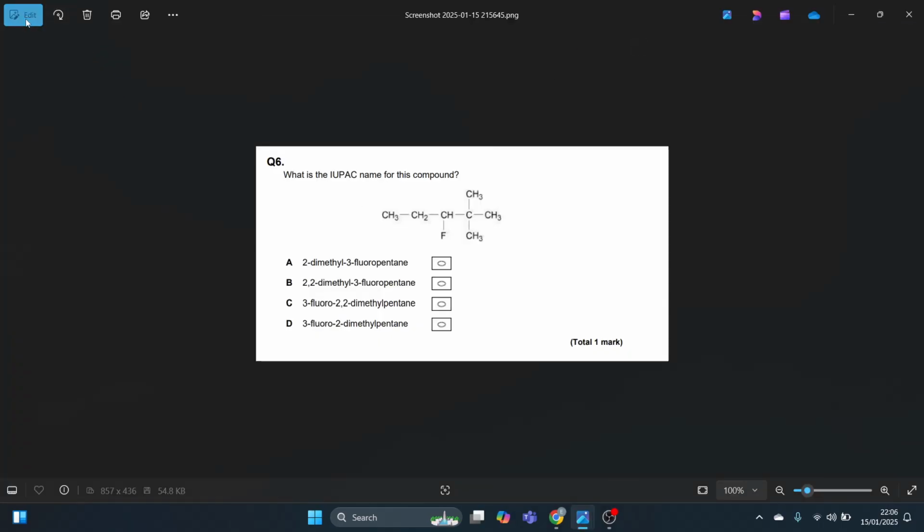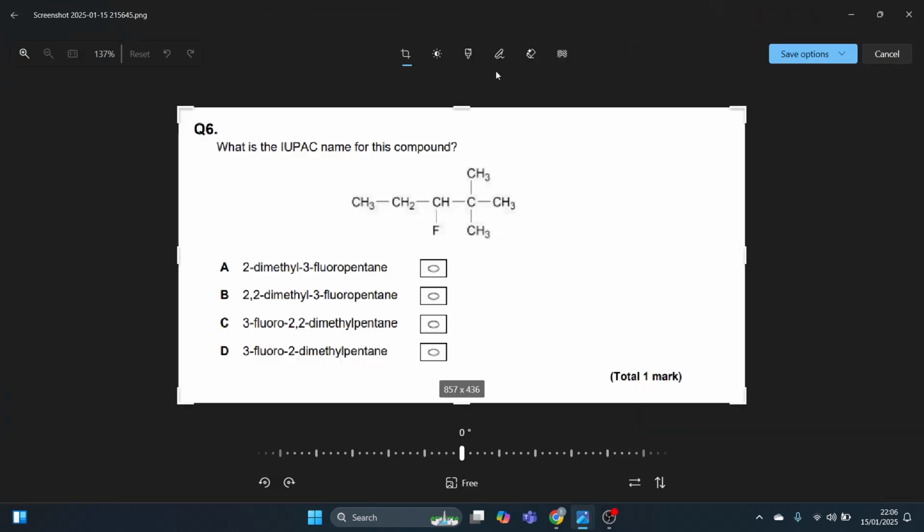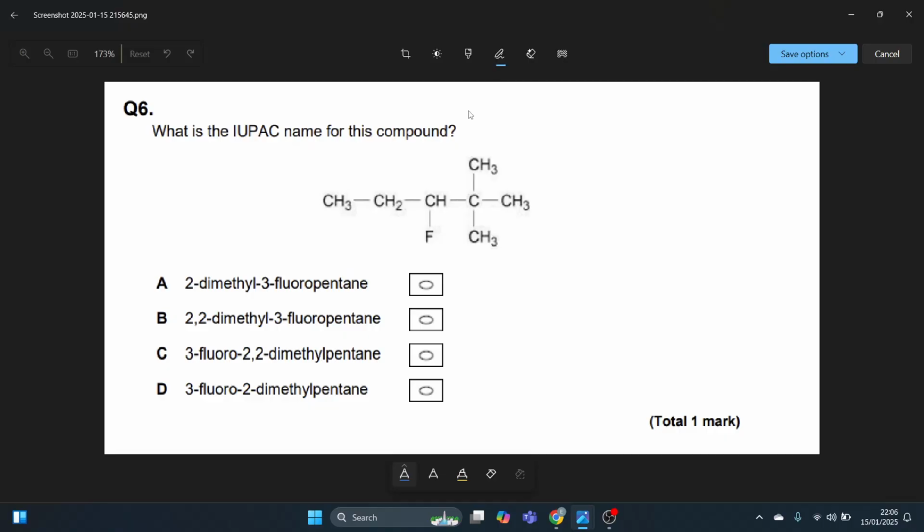Question 6. What is the IUPAC name for this compound? This one's a bit of a tricky one. My first thought, even myself, was that it's not going to be A because I've got 2 methyl groups. So it's going to be B: 2,2-dimethyl-3-fluoro, with methane, ethane, propane, butane, pentane. It has to be B.